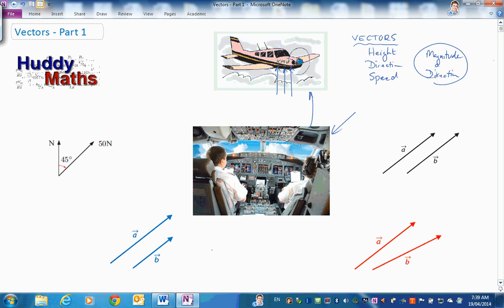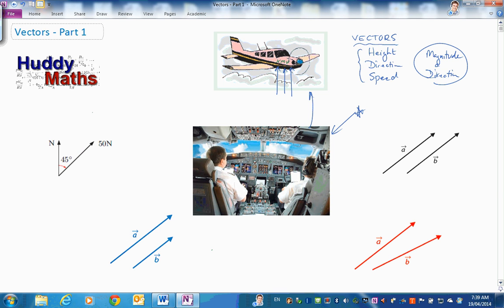Anyway, so here these dudes are plotting their flight vectors and so on, their height, their speed and so on. So what we're going to do is start off not with the three-dimensional case, but just two-dimensional flat cases. Then later on in the second part of vectors presentations, we'll look at 3D problems.